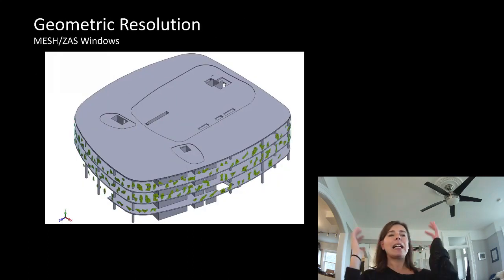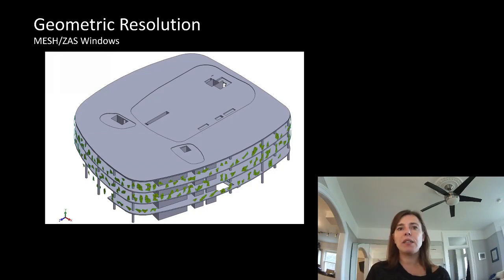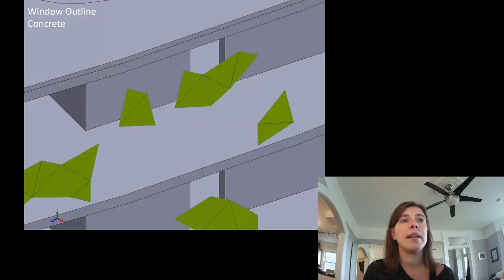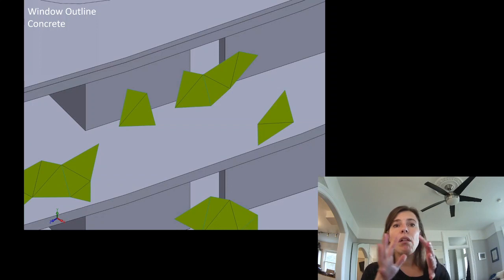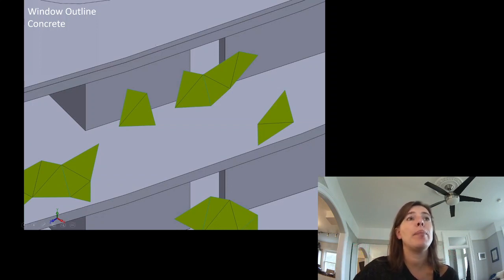So that's that cloud of windows around the perimeter, where each of those little dots could be conveyed in an Excel file if you wanted it as an X, Y, and Z coordinate. So there it is close up. There's the outline of the window. You can imagine that these are all around 0.5 meter away from this concrete edge of the building.